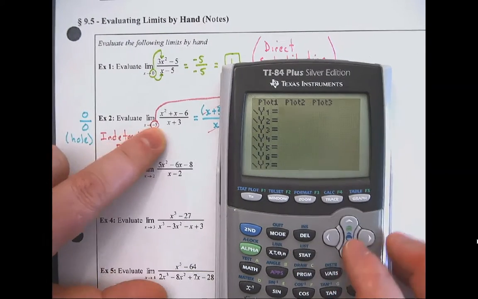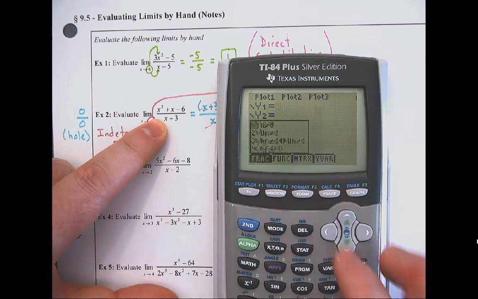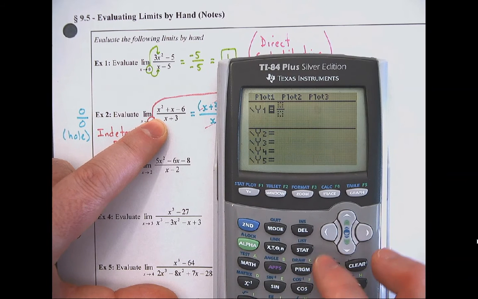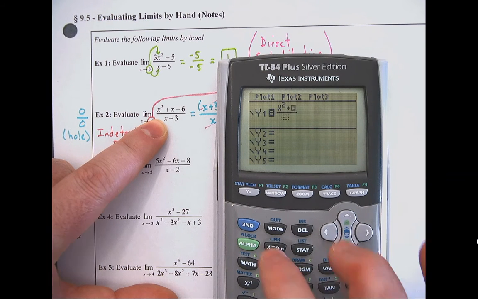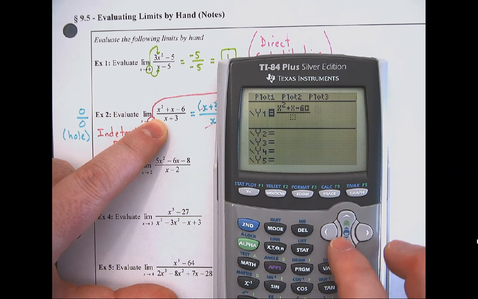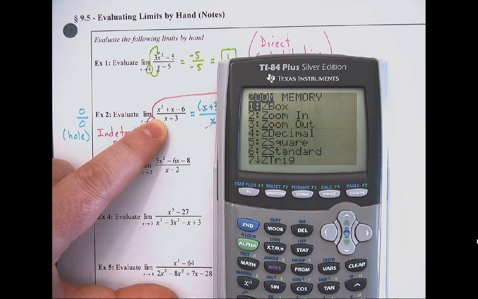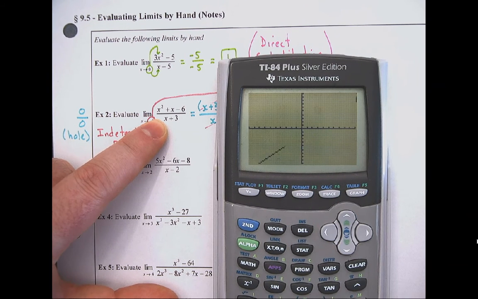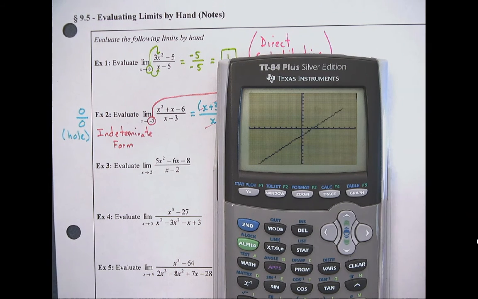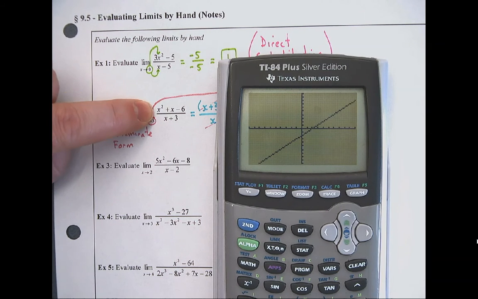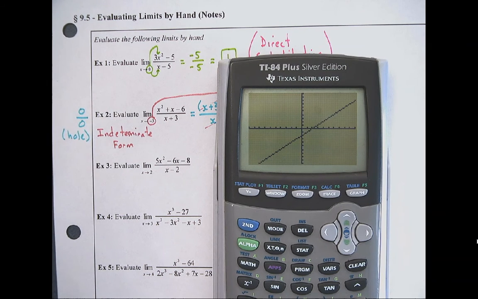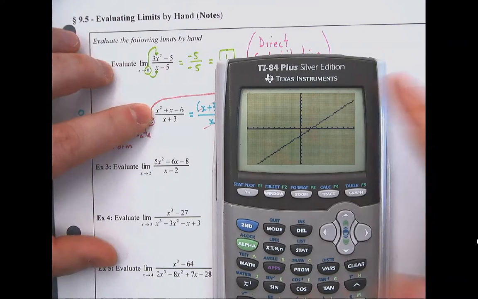So I'm going to graph, first of all, the equation x squared plus x minus 6 over x plus 3. Oops, I'm going to do a zoom 6. Let's see what our window looks like. Yeah, that's a pretty good window. So it looks like this, surprisingly, this x squared equation actually makes a line.